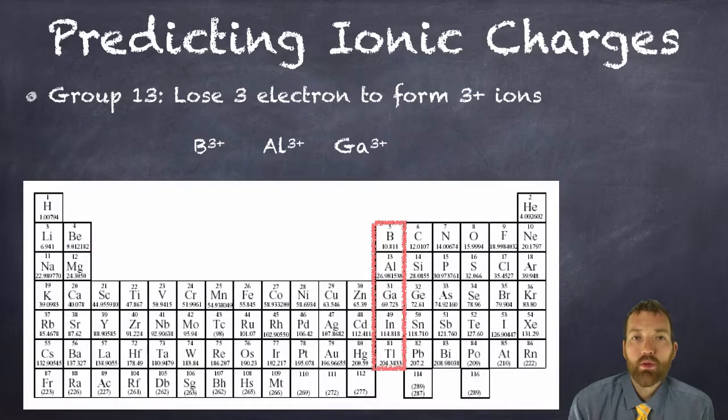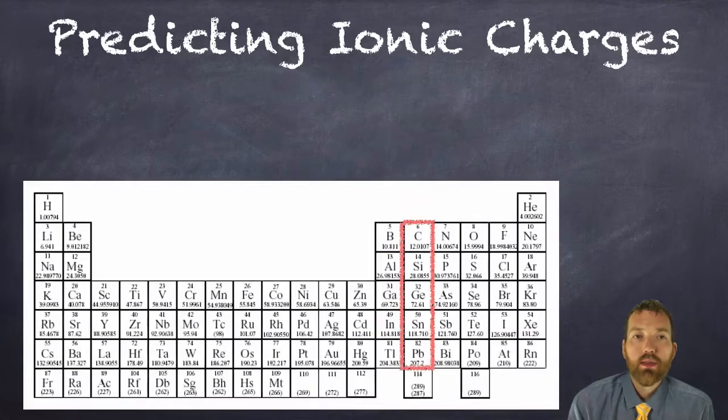If we skip over to group 13, they all have 3 valence electrons, and remember they're still metals. No, they're all metals. Everything in group 13 is a metal. So metals still lose electrons because of that weak electronegativity. So they're going to all form 3 plus ions.